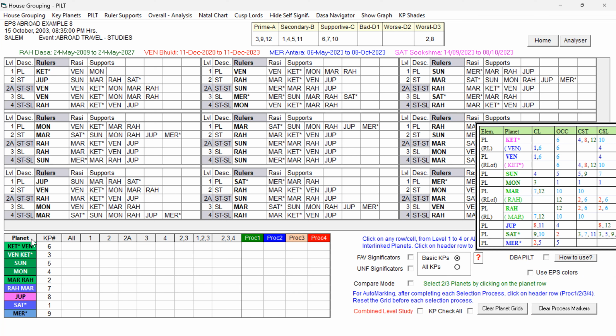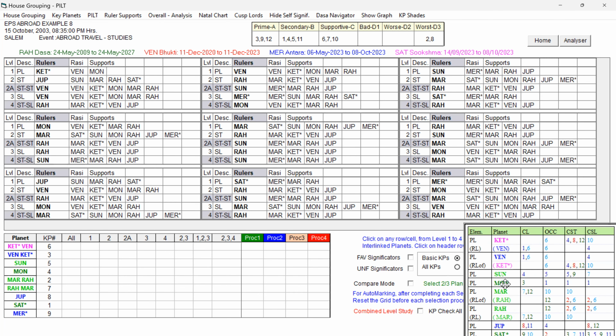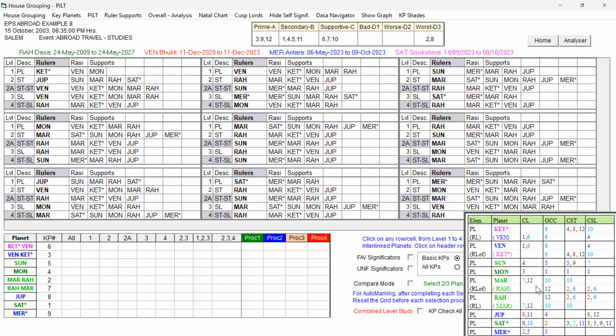If you want to use these KP shades or use EPS colors, if you click this, the colors we have given in the EPS page will be given here. So we can select the planets level-wise. We can use this grid for that, or you can just uncheck this and our key planet shades will appear. Now let us use the EPS colors, because we have done a good study on each planet, and based on that we have given the colors.